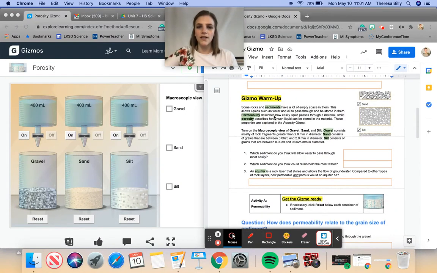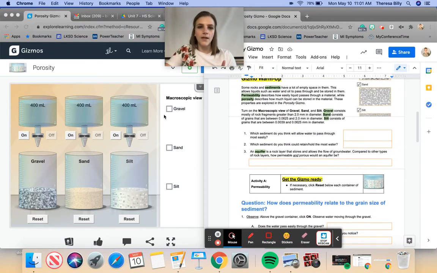So now we get into the Gizmo warm-up. It says some rocks and sediments have a lot of empty space in them. This allows liquids such as water or oil to pass through and be stored in them. Permeability, again, describes how easily liquids pass through a material, while porosity describes how much liquid can actually be stored. Remember, porosity is how many holes that substance has, so water can be stored inside those holes. These properties are explored in the Porosity Gizmo.